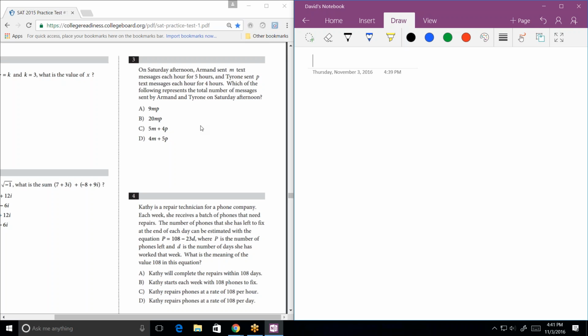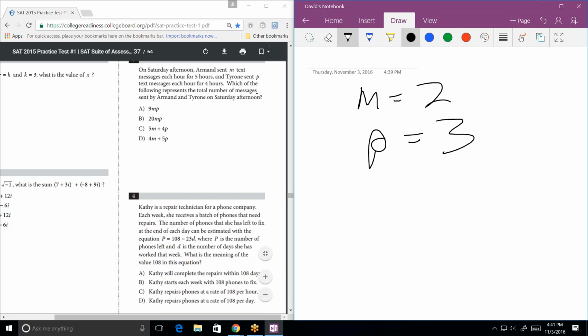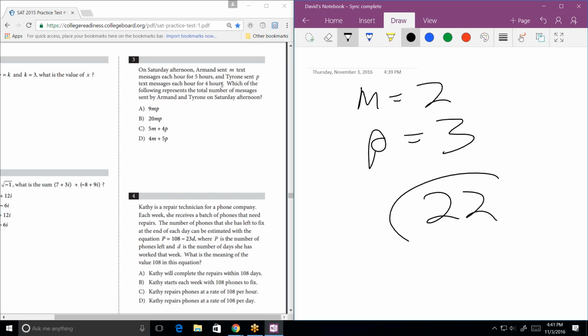In other words, you can let P and M equal whatever you want. I could let M equal 2 and P equal 3. I'm just making up numbers, okay? Now, can I tell what the answer is with those two? Well, sure. When M is 2, then Arlen sent 10 text messages, and if P is 3, Tyrone sent 12, so the total messages sent were 22. I can figure that out.